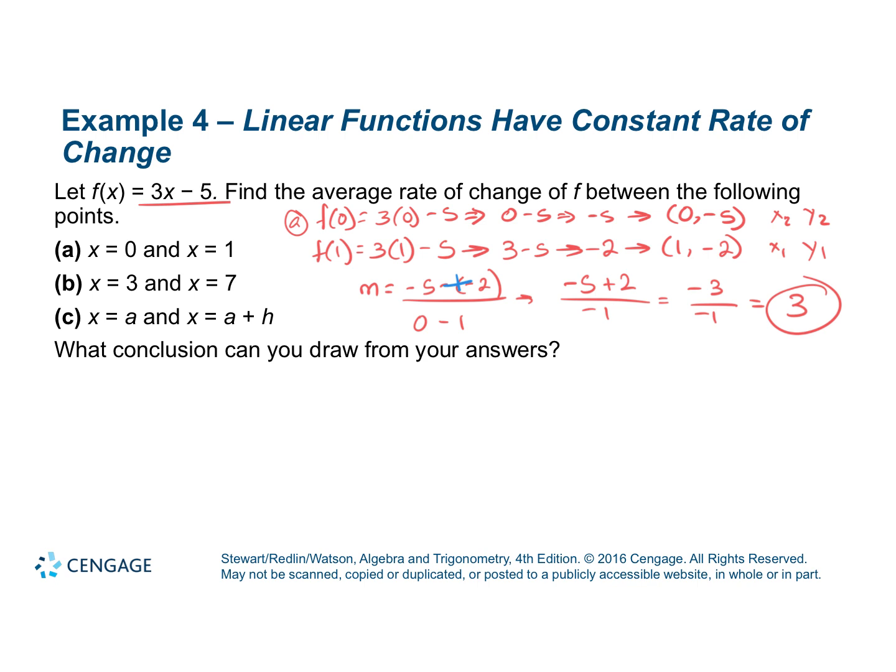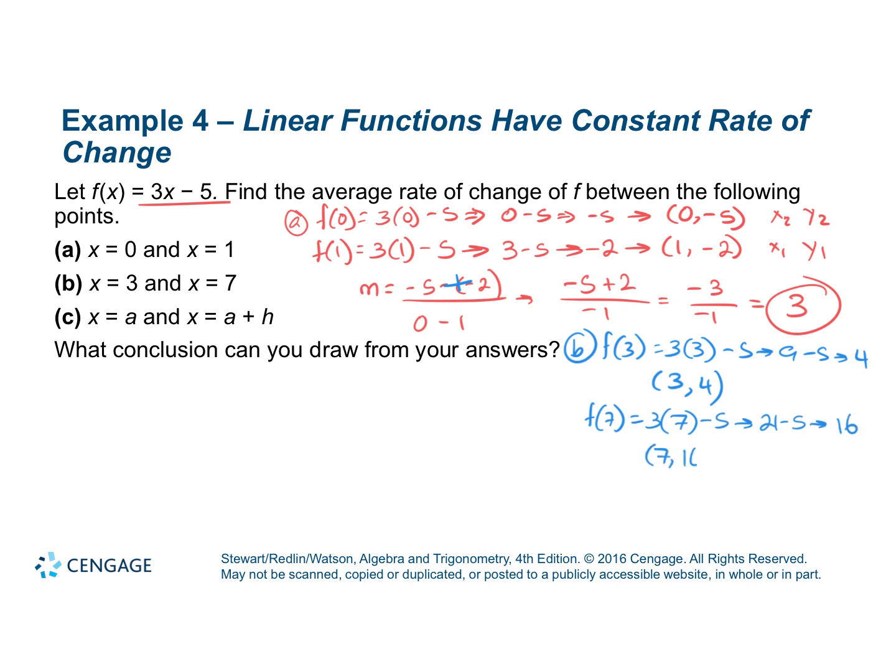Now, B I'm going to do here. So we're looking for f where x is equal to 3 and when x is equal to 7. So f of 3 is going to be 3 times 3 minus 5. That is 9 minus 5, that is 4. So we're left with (3, 4) for the first point. And then we have f of 7. That's going to be 3 times 7 minus 5, 21 minus 5, that is 16. So we have (7, 16) for the second point.